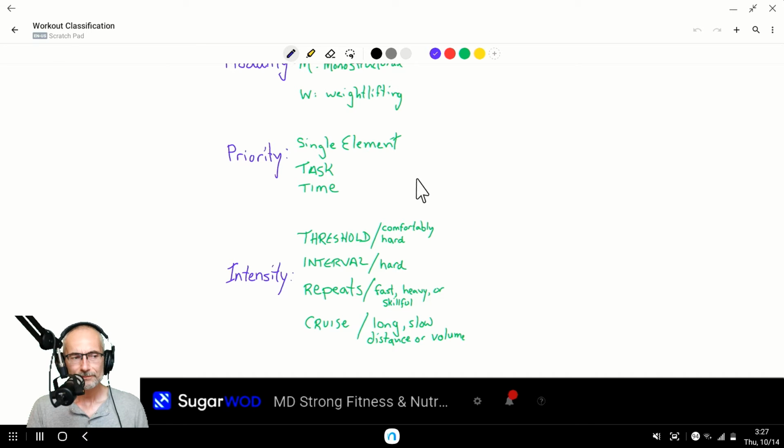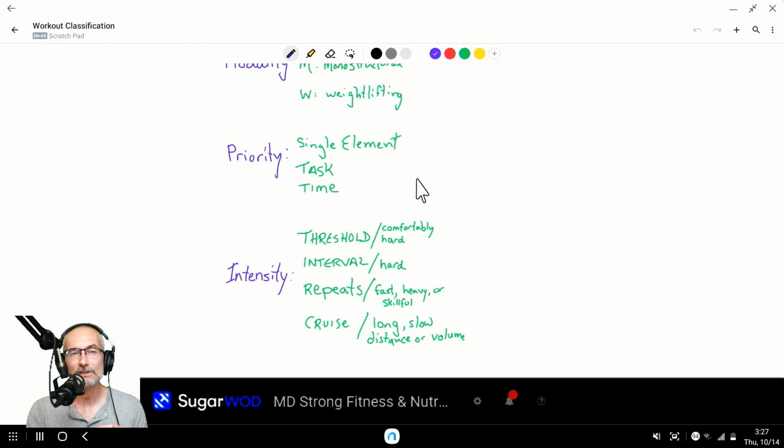The last one I thought also deserved to be on here, and I'm going to call it cruise. And that's where we have a long, slow distance or volume work that we're doing, where the intensity is going to generally be lower, moderate, or easy.